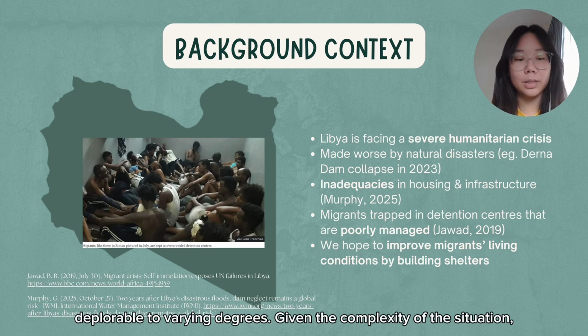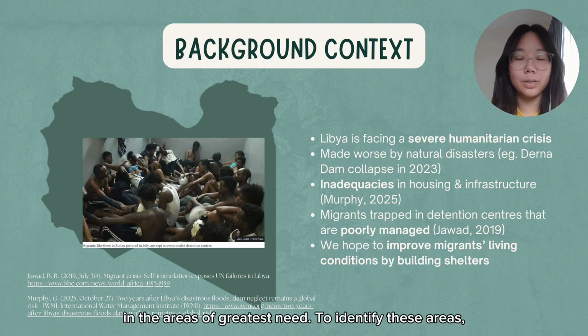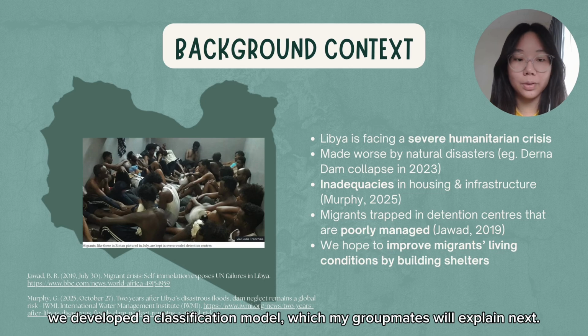Given the complexity of the situation, our group proposes using the grant to build durable, long-term shelters in areas of the greatest need. To identify these areas, we developed the classification model, which my groupmates will explain next.